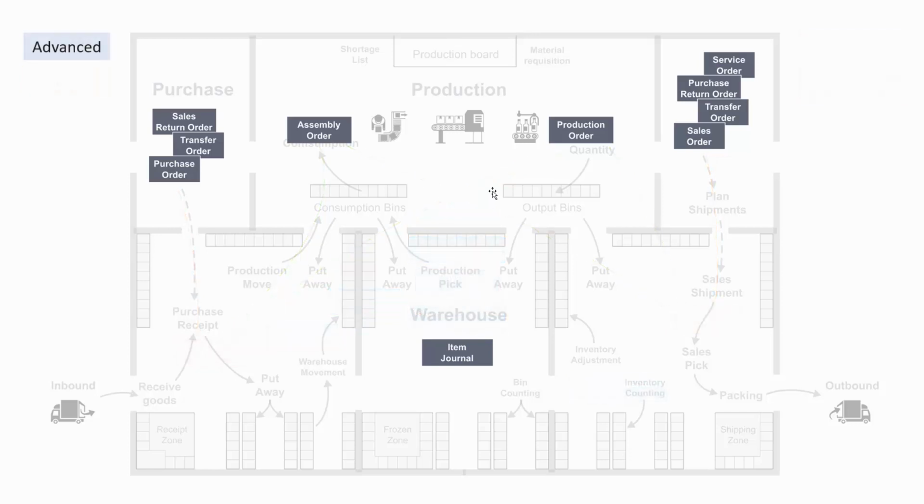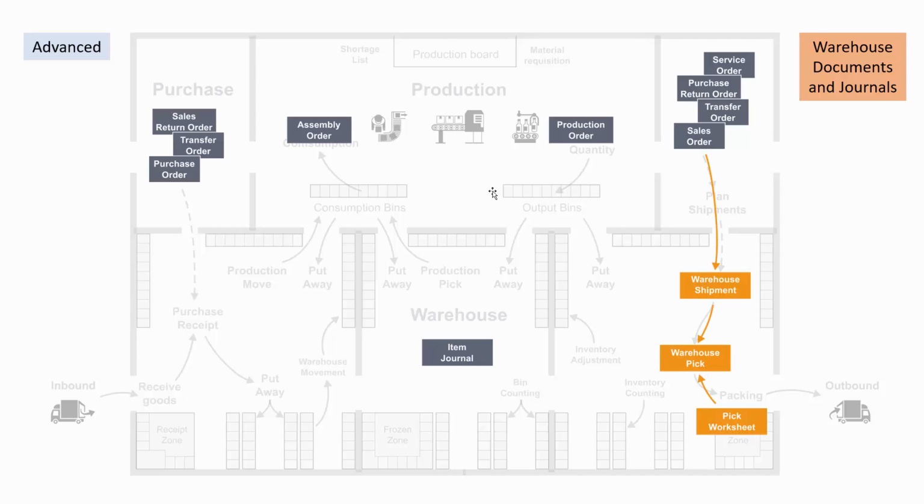Moving further on to the advanced check marks, the warehouse documents, we could call it. We have on the outbound side the warehouse shipment and the warehouse pick, which are only used if you have the shipment check mark on the location card. And we also have the pick worksheet that you can create warehouse picks with. And those also apply if you use production order and assembly order, even though it's some kind of manual process to create the warehouse pick.